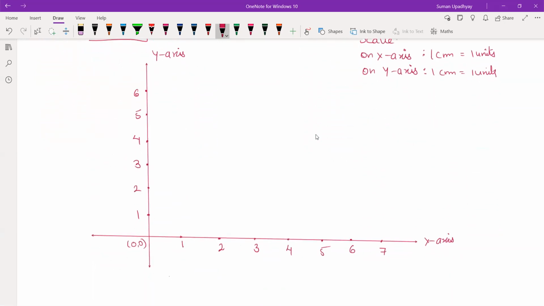6.5 किधर आएगा, 6 और 7 के बीच में आएगा ना. So this is going to be your 6.5, 0. All right, तो ये हो गया हमारा 6.5, 0.